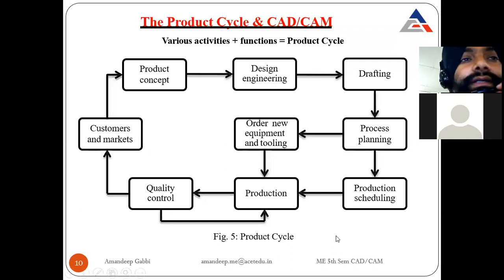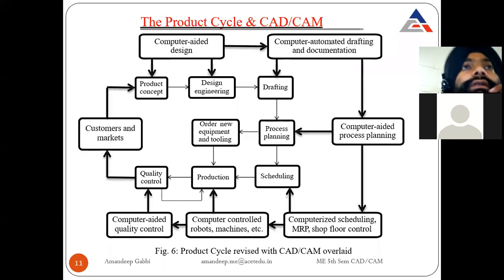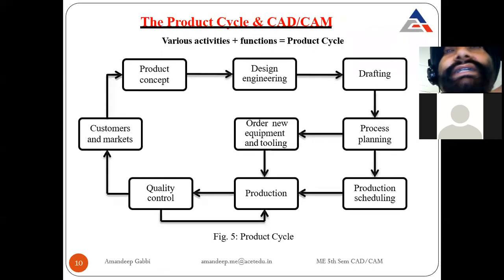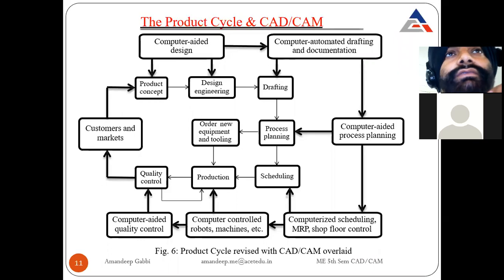So this is product life cycle. Now, the same product life cycle with the help of some computers. This is a general product life cycle without the use of computers. If you use computers for the product life cycle, the cycle will look like this. Now I'm going to explain this also.